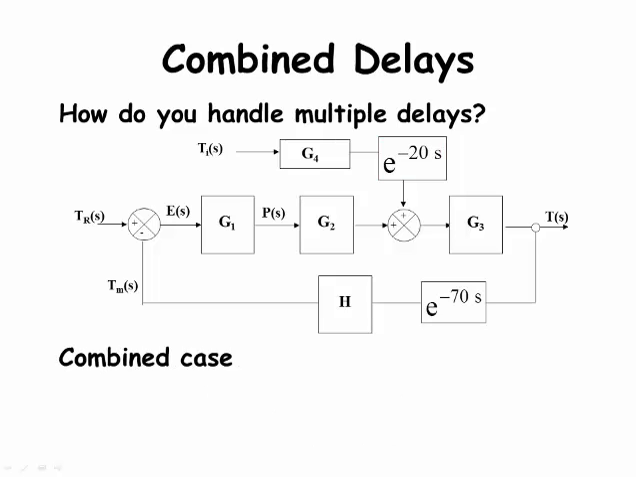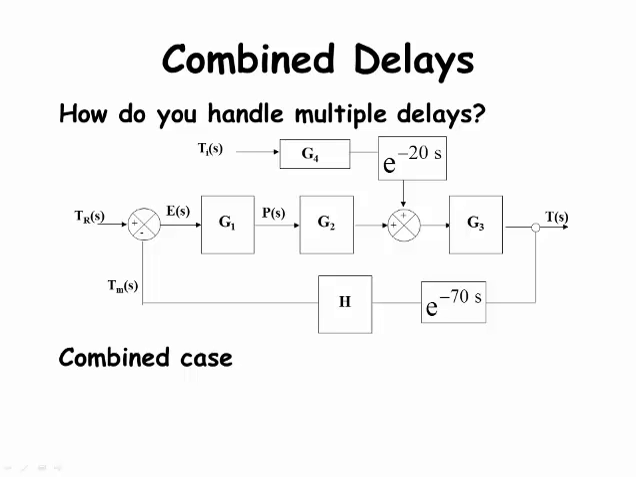This slide shows how to handle multiple delays. Let's say we have a 70-second delay in the sensor feedback part of the process. We add a transfer function with e to the minus 70 times s to that part of the block diagram. This delay affects both the servo and regulator processes because both equations involve the feedback element in the equations.